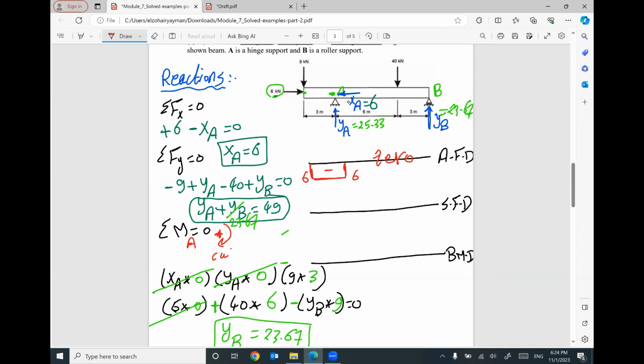Based on the supports at A, we have XA. And the applied force is 6 kilonewton at this point. So the only part of the beam under the effect of two opposite forces is this part. So the only diagram we have for the axial force diagram is for this part. The remaining part will be zero.